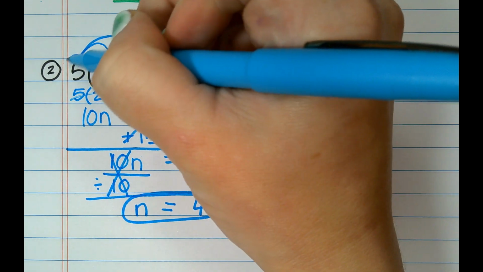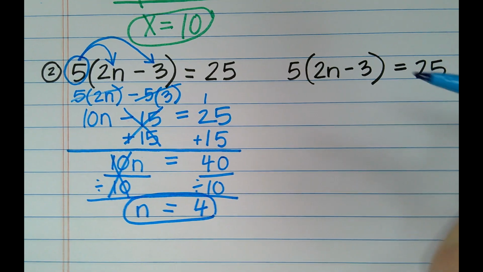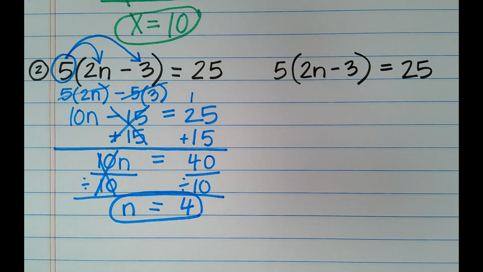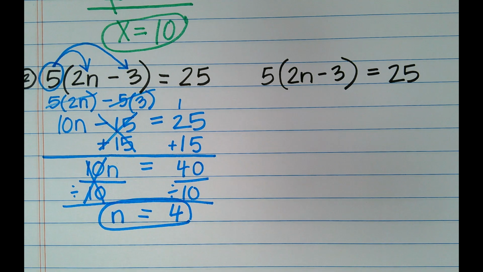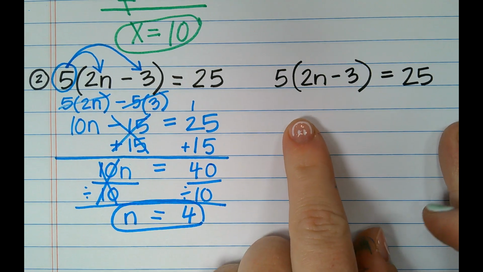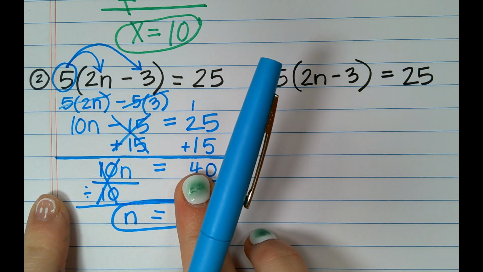We took 5 times 2n at the beginning and 5 times 3 at the beginning because we have multiplication. Now, I do want to show you one more method for solving these that is a little bit quicker. But if you prefer the first method, that is okay too. If you see this and you don't want to learn this way, you don't have to. If you can do it the first way, do it the first way.